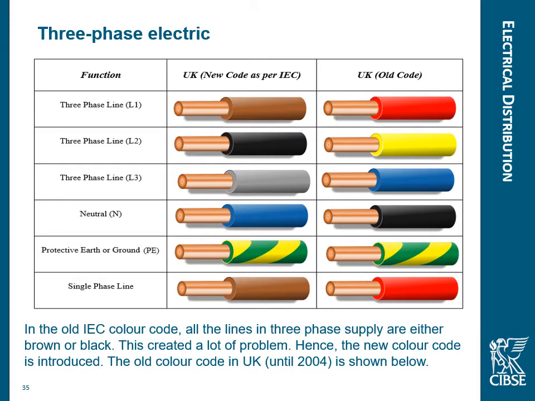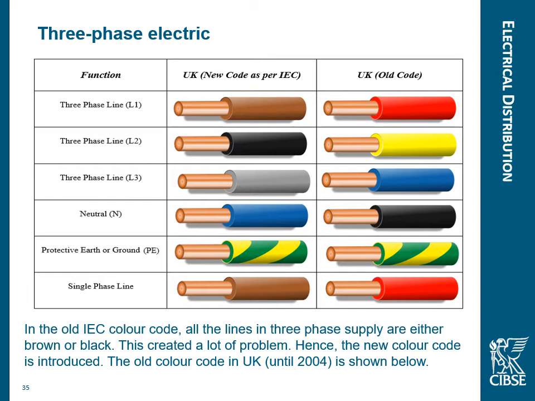Now when we look at the colouring of the wire in our buildings, it can be a little confusing for us sometimes, because our older colours were red, yellow and blue, black for the neutral, green and yellow for the earth, and any single phase loads were actually red. But the newer colours are brown, black and grey for the phases, blue for the neutral, green and yellow for the earth again, and any single phase loads are brown.